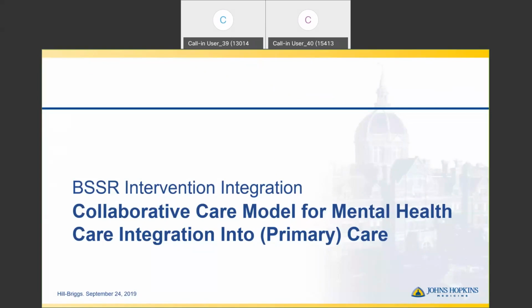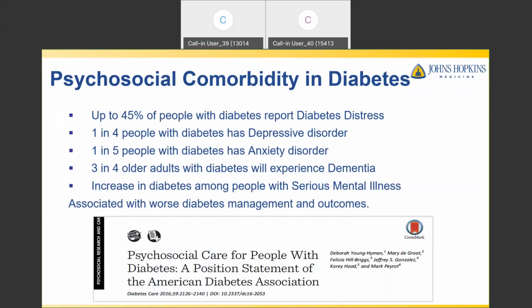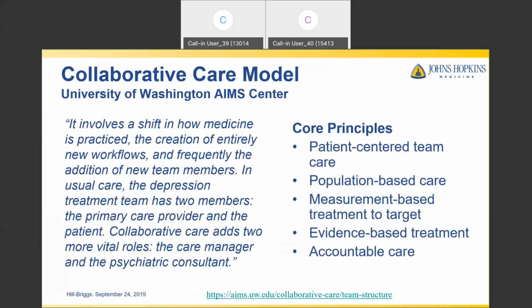So the final example I'm going to go through quickly is the collaborative care model for mental health integration. I put primary care in parentheses because, again, to the point of standardization yet flexibility, it's not only for primary care. So we know that in diabetes, there's a great deal of psychosocial comorbidity. The collaborative care model really comes from the University of Washington and a group of Wayne Katon, who's now deceased, and his research team. And it involves shifting the model of care in order to provide some standardized workflows and evidence-based interventions to people who present for medical care but have comorbid mental or behavioral health conditions.